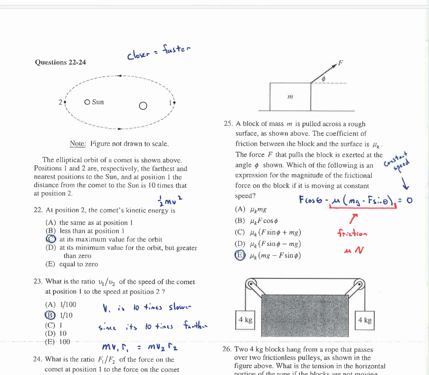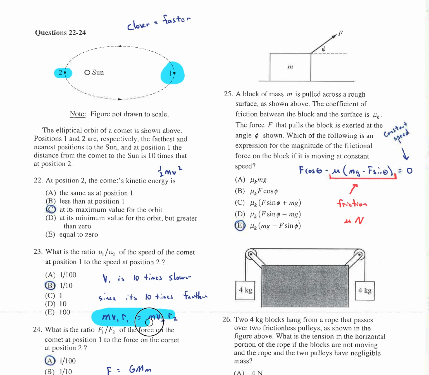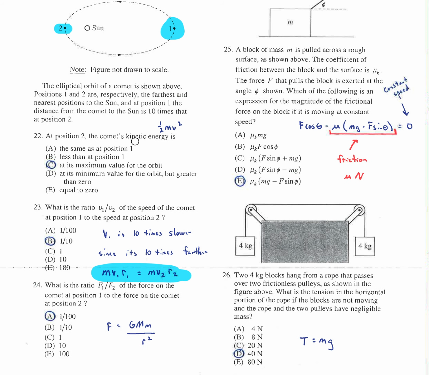All right, this is an object moving around the sun in an elliptical orbit, and we know that when you're closer, you're moving faster, and when you're farther away, you're moving slower, and that goes back to conservation of angular momentum down here. We know this to be true, and so we just answer questions. Number one, the comet's kinetic energy is the biggest at 2. Well, yeah, we just decided. It's the closest at 2, so it's moving the fastest at 2, so it's got the most kinetic energy at position 2.